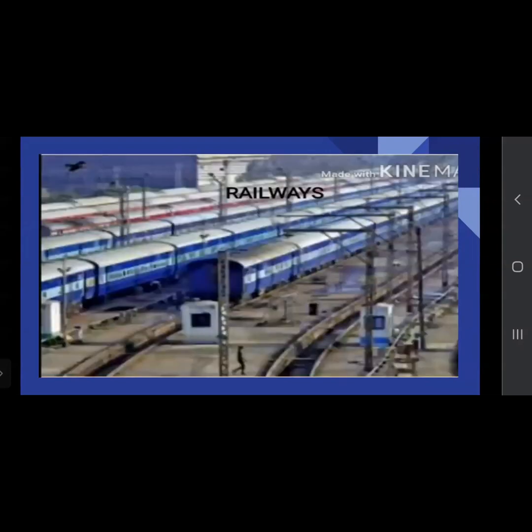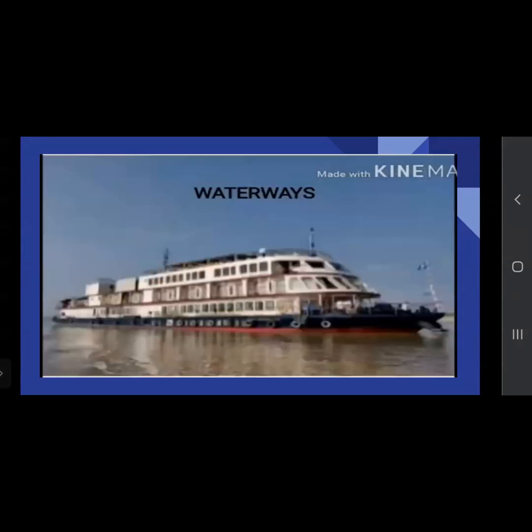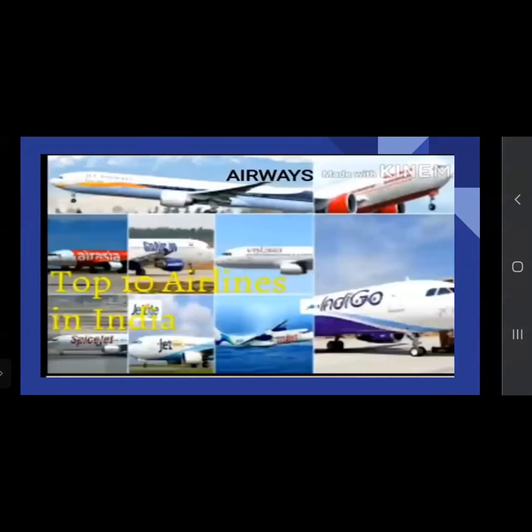the railways, the network of railways you can see now over here. The waterways. So the big ship is going through the water body. Then airways. Top airlines you can see now. These are the names of the top airlines which we have in India: Kingfisher, then Indigo, Air Asia, Jet, Spice Jet. So these are the different airlines we have in India.